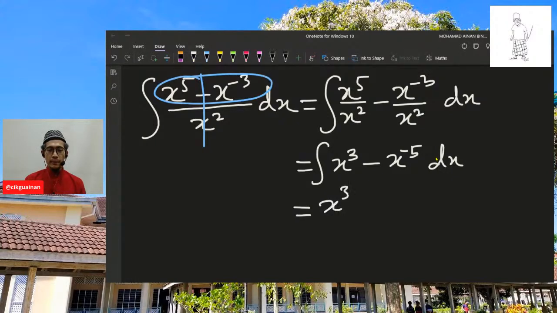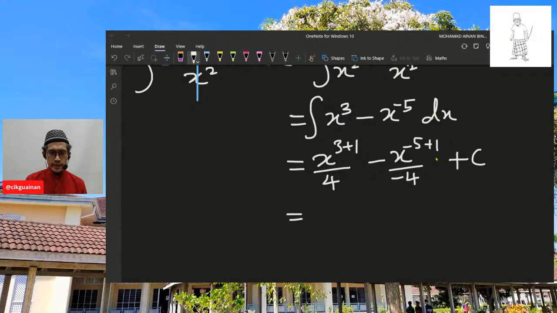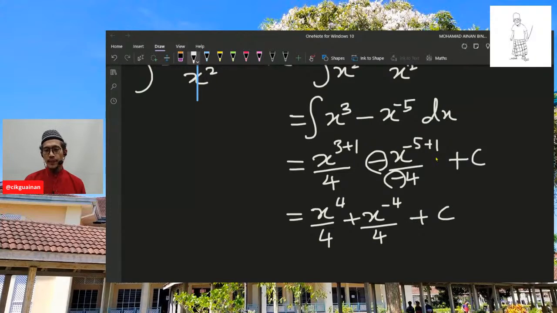So x, x cubed plus 1 over 4 minus x minus 5 plus 1 over minus 4, plus C. Next, this one x power 4 over 4, this one plus, this one minus and minus also, and then x minus 4 over 4, plus C. Don't forget plus C.